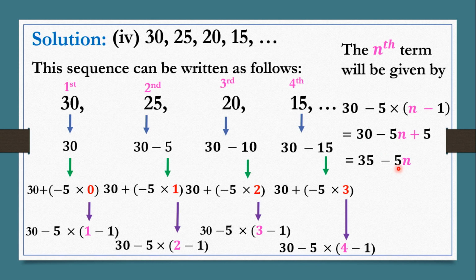You can check your answer. Let us try for the fourth term. So here n is going to be 4. 5 times 4 is 20. 35 minus 20 is 15. So the fourth term is 15. This means that our answer is correct.